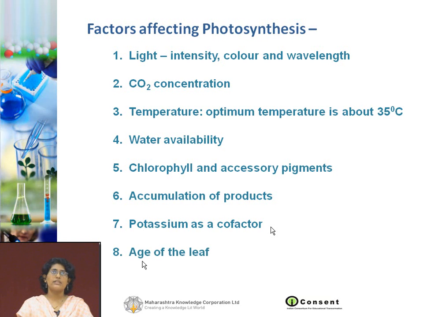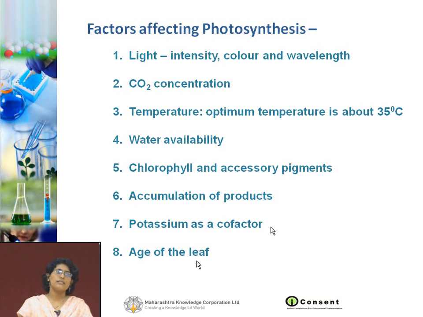The next factor which affects the rate of photosynthesis is the age of the leaf. We know that the leaf is the main site of photosynthesis, and the age of this leaf matters. If the leaf is young, the rate of photosynthesis will be more, and this rate will go on increasing up to leaf maturity. So the rate of photosynthesis is quite high during the developing leaf or during leaf growth.